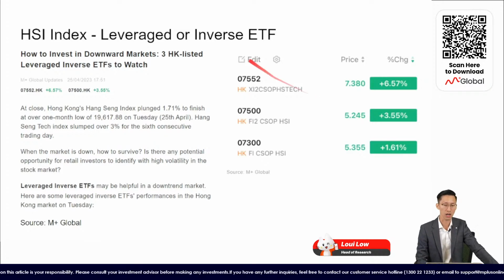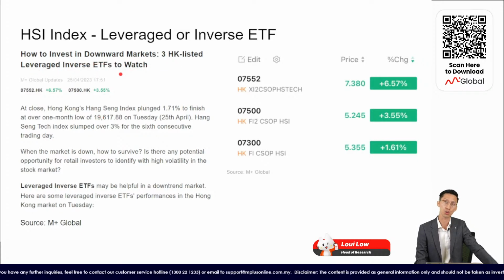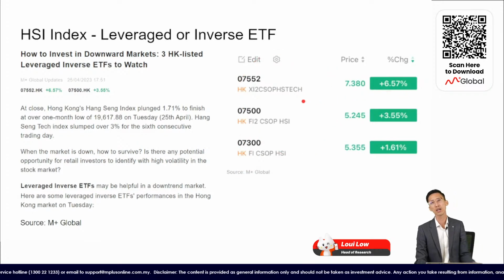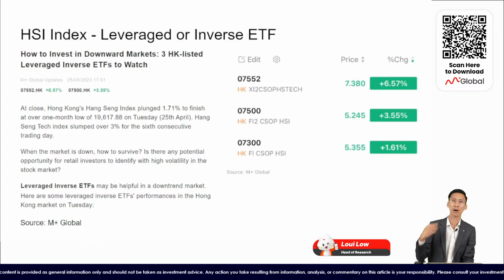Not this morning, but around 6 p.m. just now, we came out with a post on how you can invest in a downward market. We have 3 Hong Kong listed leverage inverse ETFs to watch. This is the title of the post. And if you look at these 3 instruments here, they have actually gone up. So basically we have these instruments in Hong Kong as well. They are leverage inverse, which means that you are speculating that the market is going to fall, and therefore you are buying into this leverage inverse ETF in order to take advantage of falling markets.